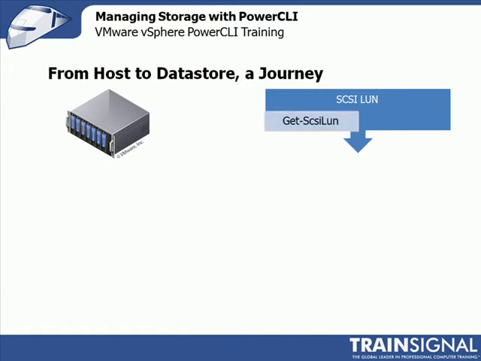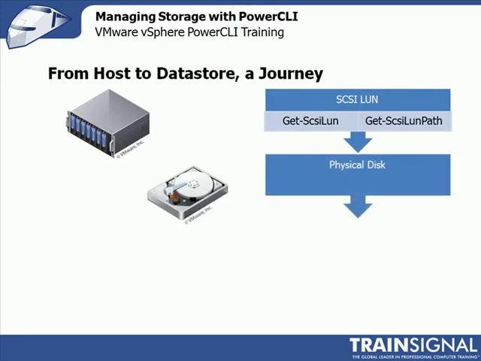And there's a couple of cmdlets working with those. We have Get-ScsiLun and Get-ScsiLunPath. Next in the chain is the physical disk. So behind the LUN, which is presented by your storage array or your network attached storage or your RAID array, you've got physical disks inside of that. And there are cmdlets for working with those, such as Get-VMHostDisk.